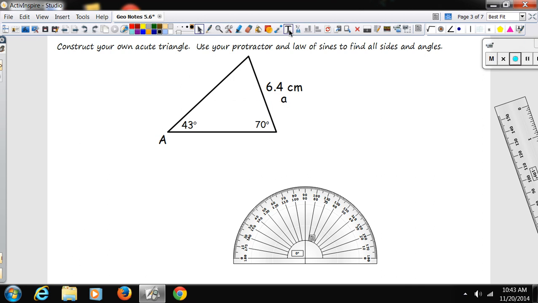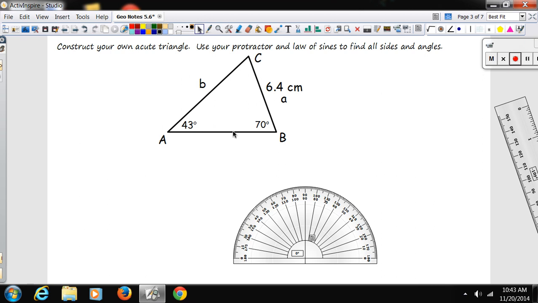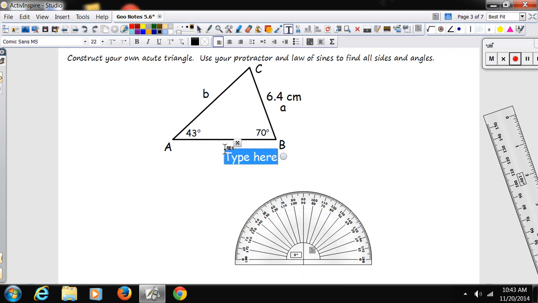We're going to call that angle B. That means that little b is over here. Angle C is then going to be my third angle, so just put a C there. And little c will be the last side, across from angle C.